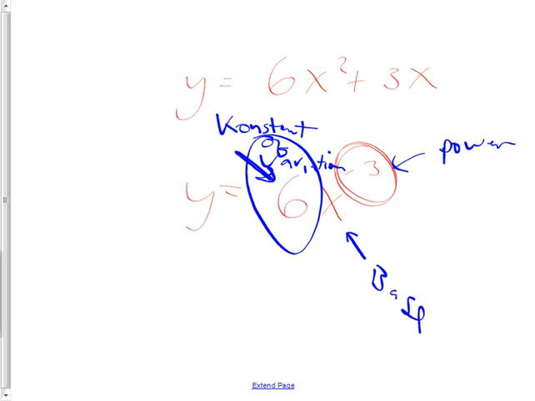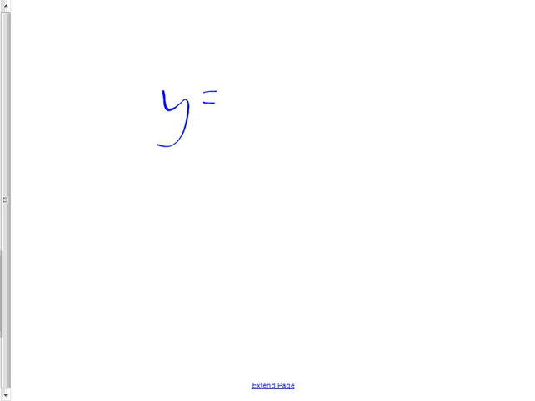All right. So if I give you this, y, and let's do a formula that you know. Area equals pi r squared. Is that a power function?